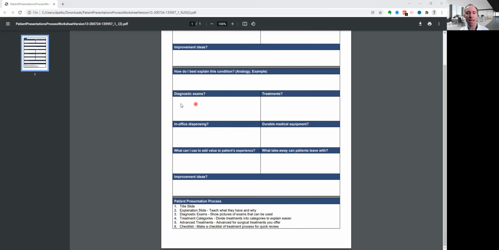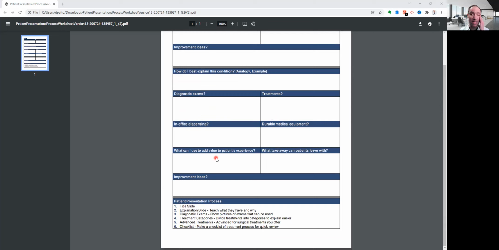Diagnostic exams, what are all the exams you do? X-ray, ultrasound, MRI, things like that. What are all the treatments? Kind of delineate all those. And then I include here in-office dispensing. Do you have an air heel? Do you have a certain brace? Do you have certain pads that you do? Durable medical equipment, do you have orthotics? Do you have a night splint? Things like that.